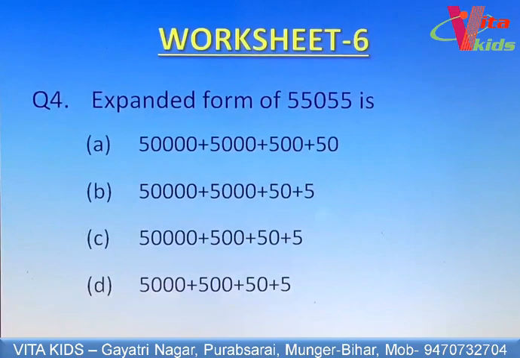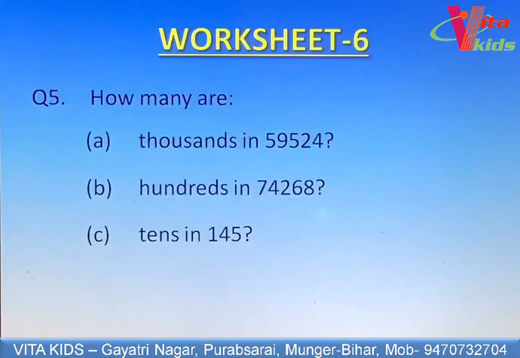Question number 4. Expanded form for 55055 is A, 50,000 plus 5,000 plus 500 plus 50. B, 50,000 plus 5,000 plus 50 plus 5. C, 50,000 plus 500 plus 50 plus 5. D, 5,000 plus 500 plus 50 plus 5. Question number 5. How many are A part, thousands in 59524, B, hundreds in 74268, C, tens in 145.